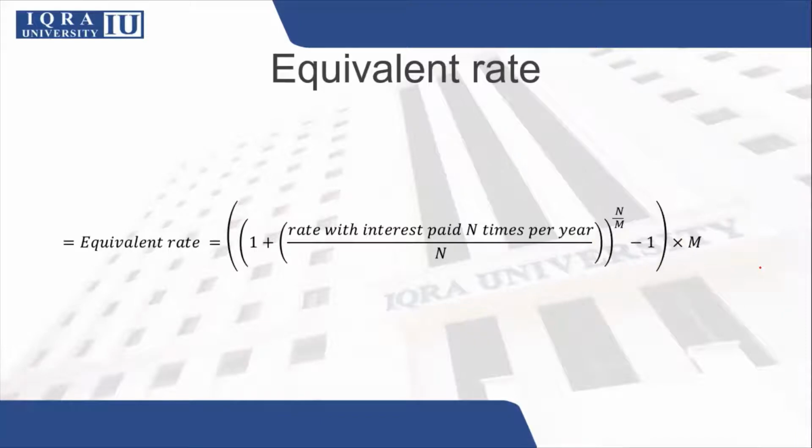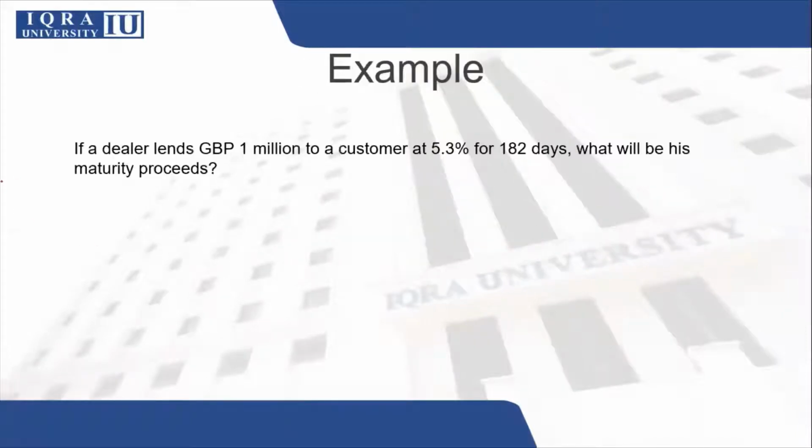So let's move forward. So this is the example. If a lender lends British pound 1 million to a customer at 5.3% for 182 days, what will be his maturity proceeds? So the dealer has lent 1 million. So this is the present value for 182 days at a rate of 5.3%, and you need to figure out the maturity proceeds, which means what is the future value of this 1 million.